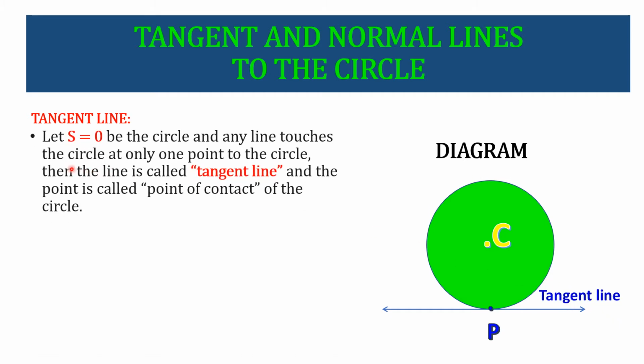So now the definition is, let S equal 0 be the circle and any line touches the circle at only one point to the circle. Then the line is called tangent line and the point is called point of contact to the circle.